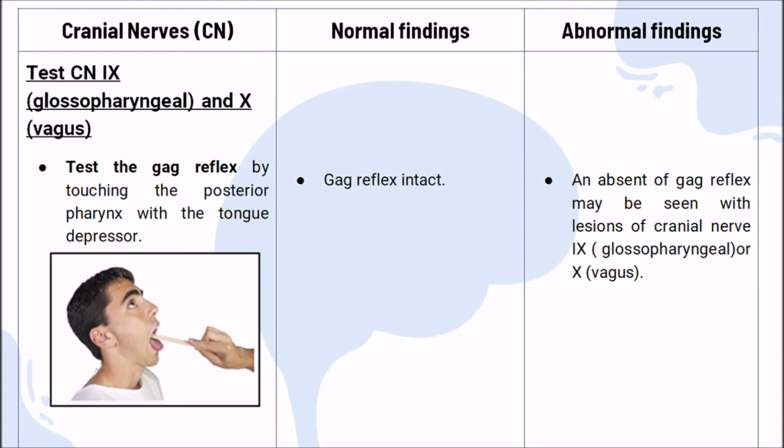Second instruction: test the gag reflex by touching the posterior pharynx with a tongue depressor. Clinical tip: warn the client that you are going to do this and that the test may feel a little uncomfortable. Normal findings: gag reflex intact. Some normal clients may have a reduced or absent gag reflex. Abnormal findings: an absence of gag reflex may be seen with lesions of cranial nerve number 9 or 10.